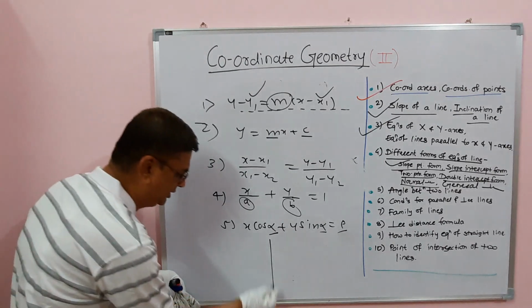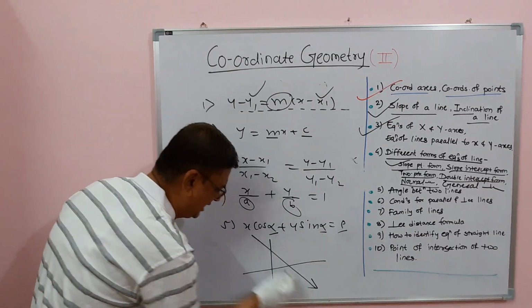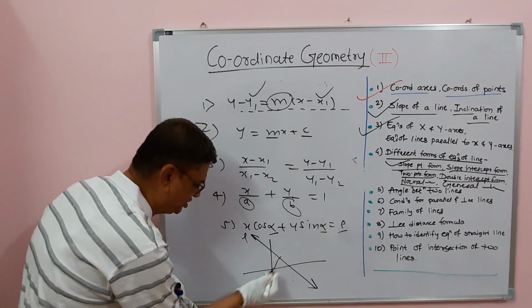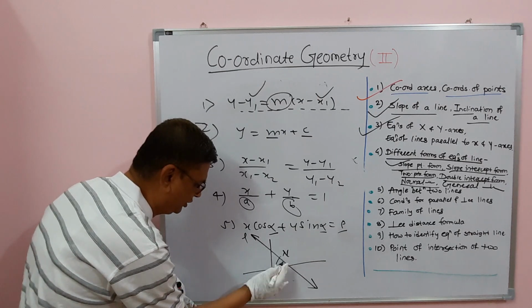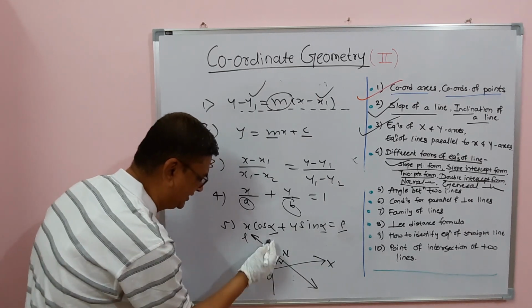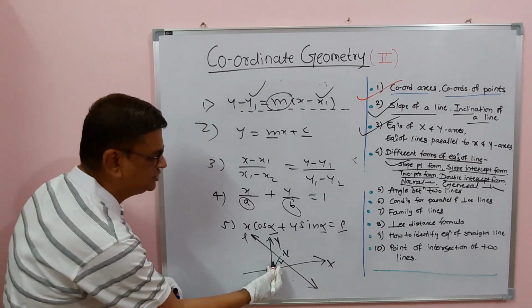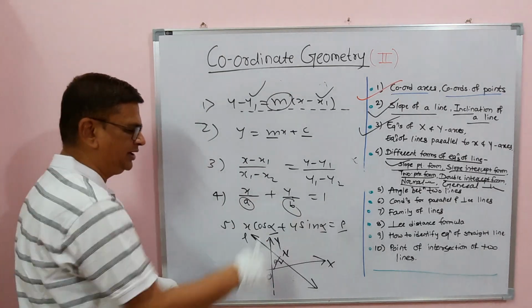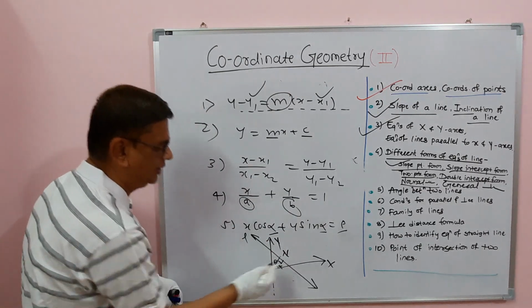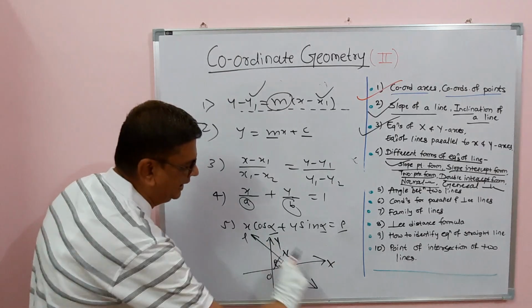Means, for example, if you have this situation, it is this line L whose equation is that, and from origin, ON is drawn perpendicular, something like this. Then this distance will be p as that equal to RHS content, and this angle will be alpha, while that equation is of line L.